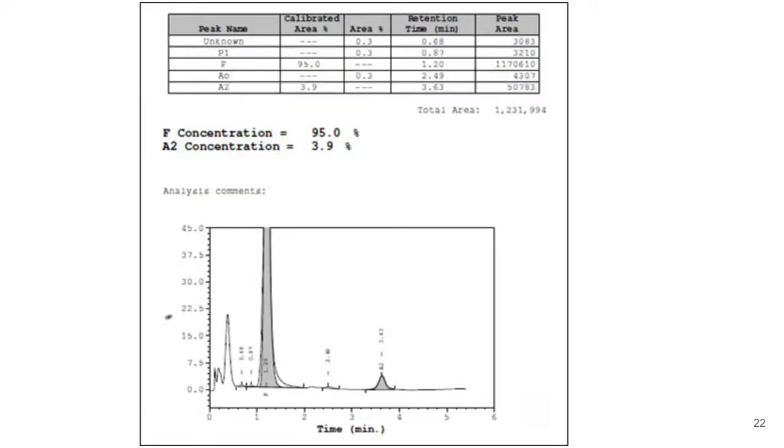And this HPLC report of thalassemia major patient, where you can see the hemoglobin F concentration is 95% and hemoglobin A2 concentration is 3.9% and complete absence of hemoglobin A.